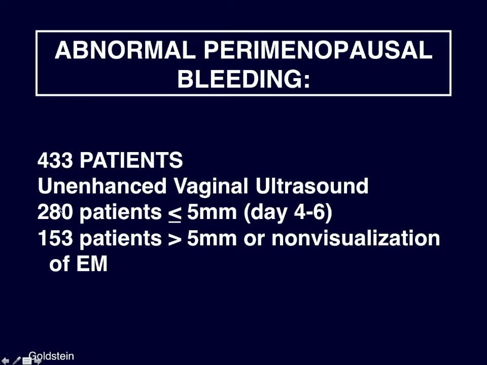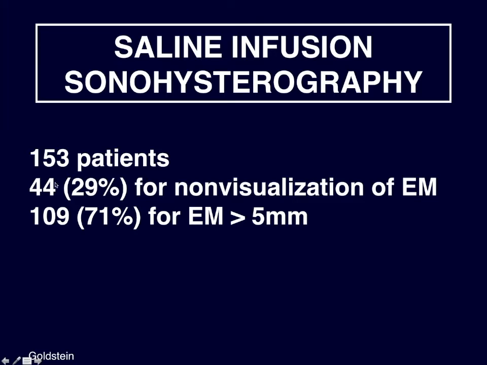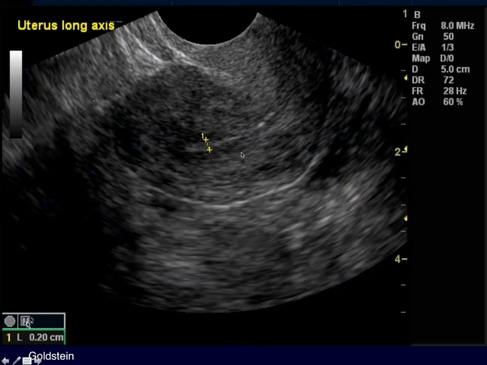Of the 433 patients, 280 had an endometrial echo less than or equal to 5 on day 4 to 6. 153 went to saline infusion sonohysterogram. Of those, 44 were for non-visualization of the endometrial echo, and 109, or 71%, were for an endometrial echo greater than 5 millimeters. So remember, we started with 433 patients. About 44 of them, we could not see an endometrial echo. Well, here's some examples from that study.